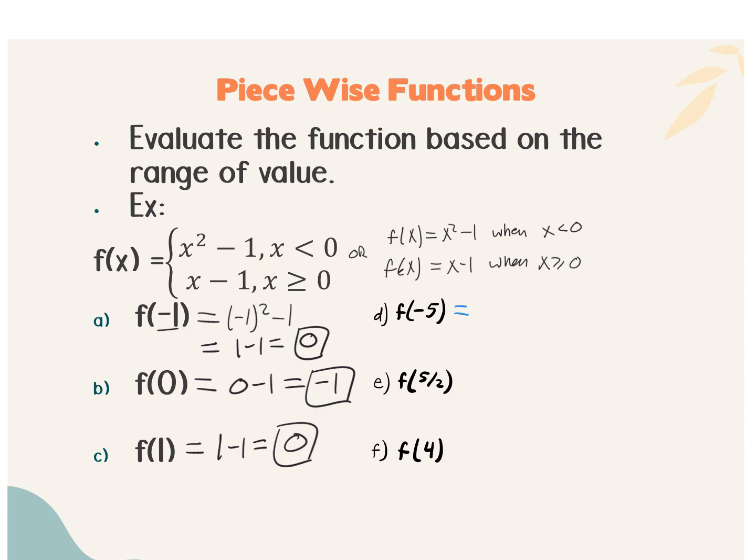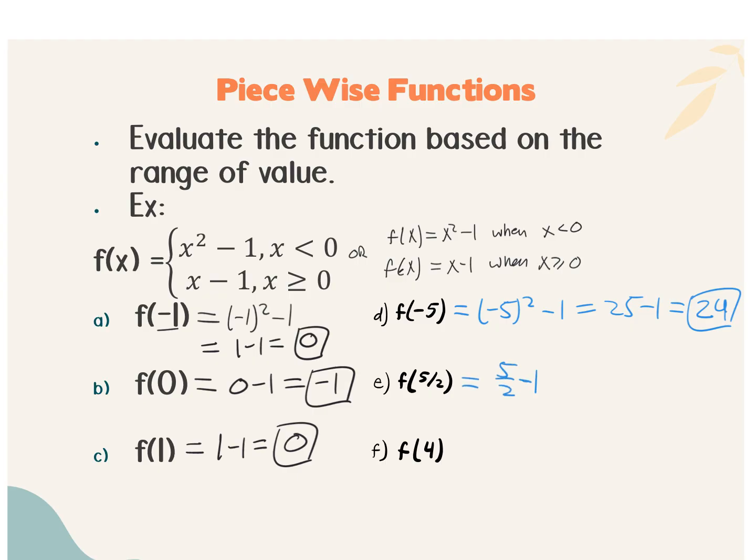If I had f of negative 5, again, ask yourself, is negative 5 less than 0, or is it greater than or equal to 0? It's less than 0, so I'm going to plug it into this first one, ignore the second one. So this is going to be negative 5 squared minus 1, so 25 minus 1, so 24. So I have f of negative 5 is 24. Now, f of 5 over 2. Is that less than 0, or is it greater than or equal to 0? Well, it's greater than or equal to, so I'm going to plug it into the second one, ignore the first one. So this is going to get you 5 over 2 minus 1.